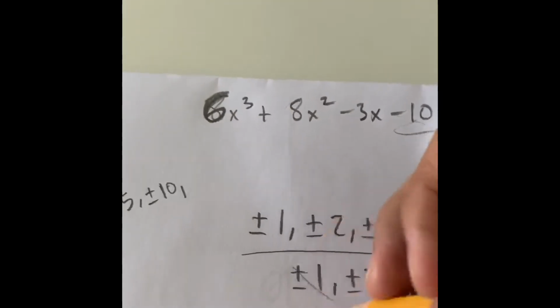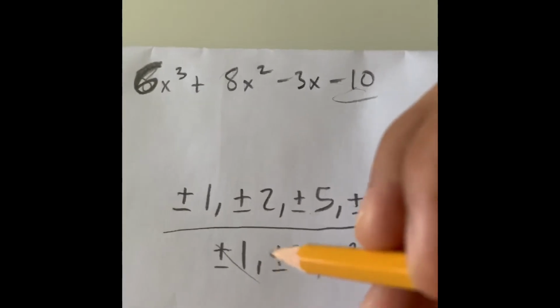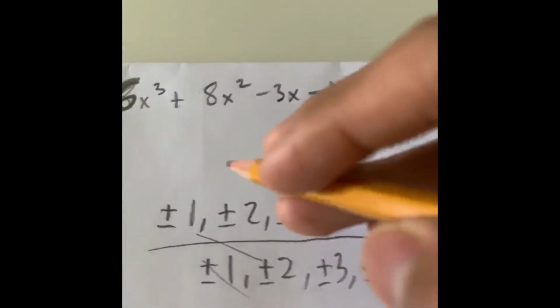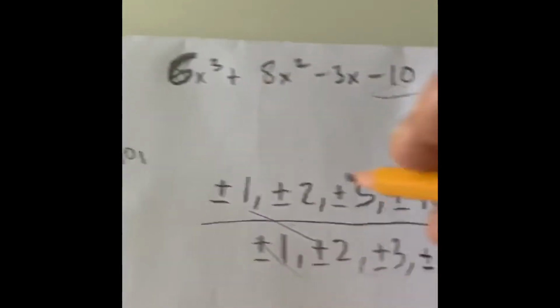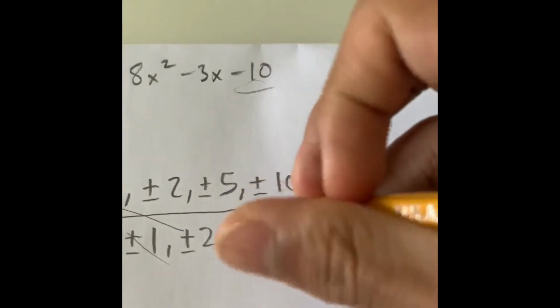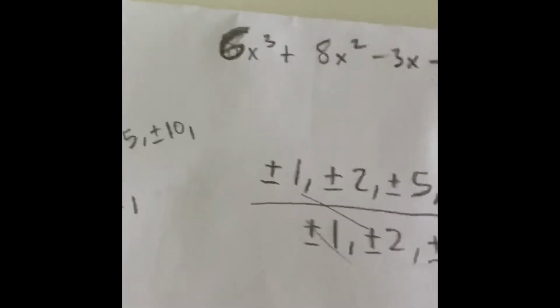Now that we're done with the 1, we go on to 2. Here is 1 divided by 2, which is 1/2, so now it's also plus or minus 1/2. 2 divided by 2 is 1, but we already have plus or minus 1, so don't worry about that. Then 5 divided by 2 is 5 over 2, plus or minus 5/2. And then 10 over 2 is plus or minus 5, and we have plus or minus 5 here, so we're fine.